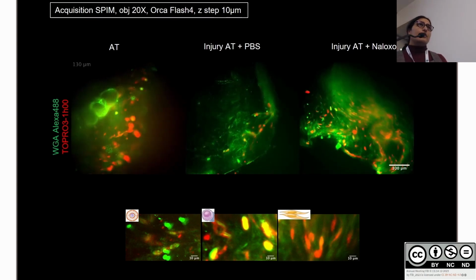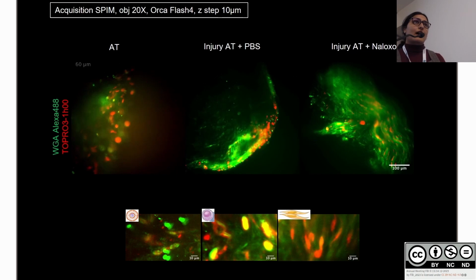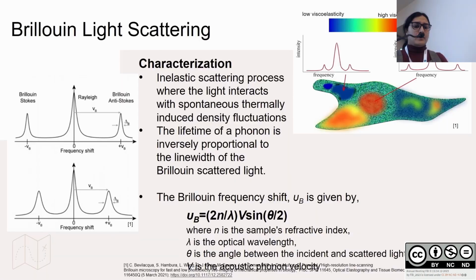Now, how is this project going to help with the information that we have using fluorescence microscopy? Here comes in Brillouin light scattering. Brillouin light scattering is not a new concept, but Brillouin microscopy is quite new. Brillouin light scattering is an inelastic form of light scattering where interactions happen between photons and phonons. This inelastic light scattering is dependent on temperature and also density. And the lifetime of a phonon is inversely proportional to the line width that you see here.